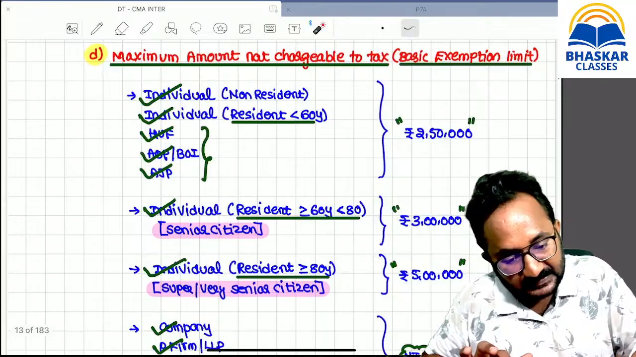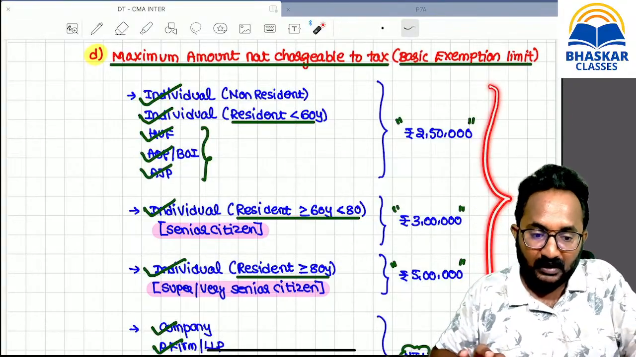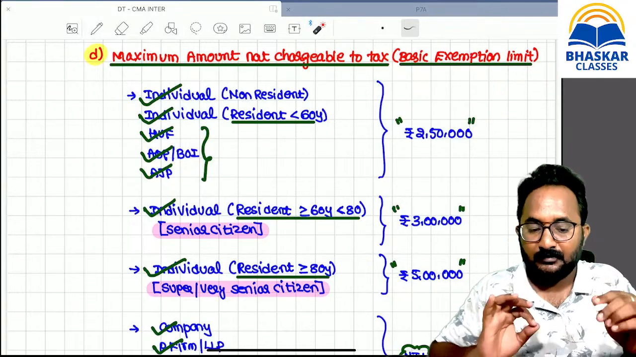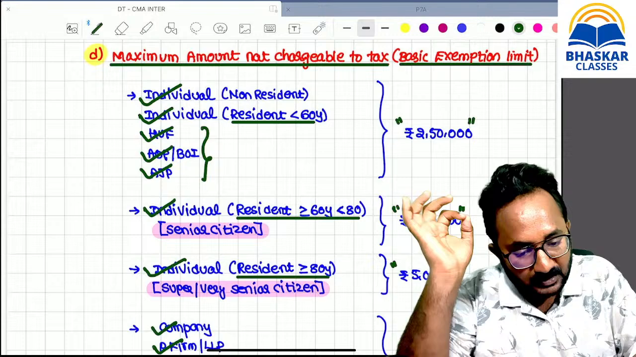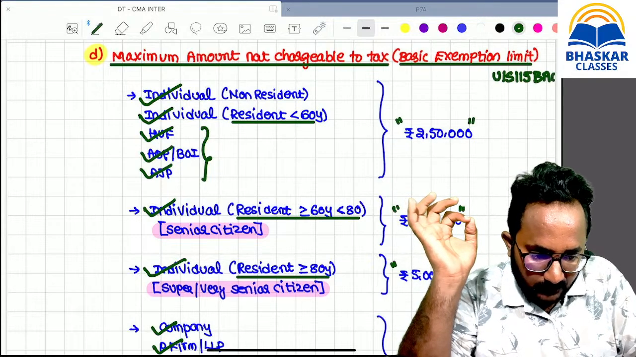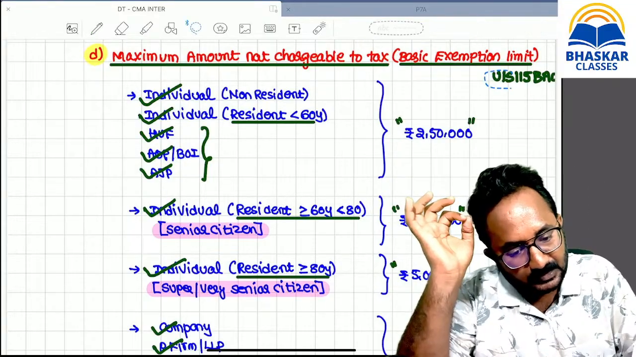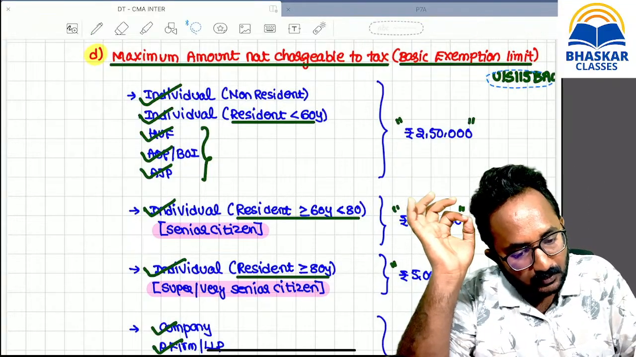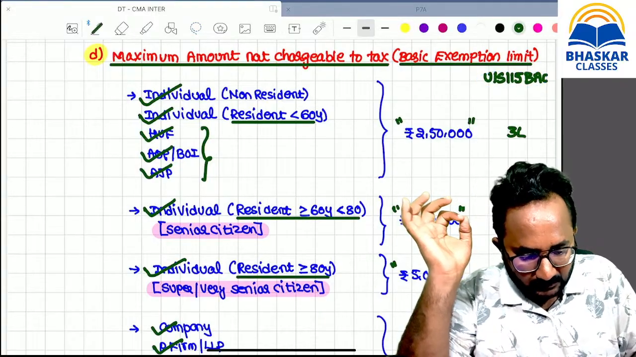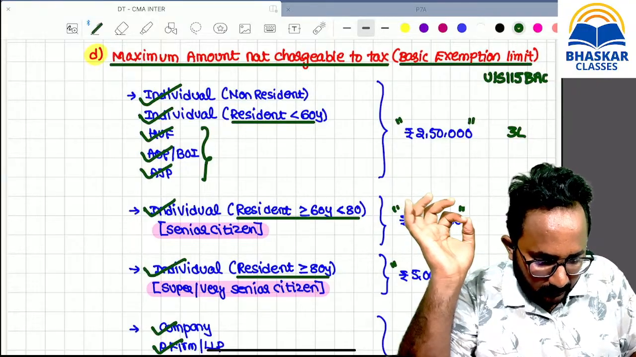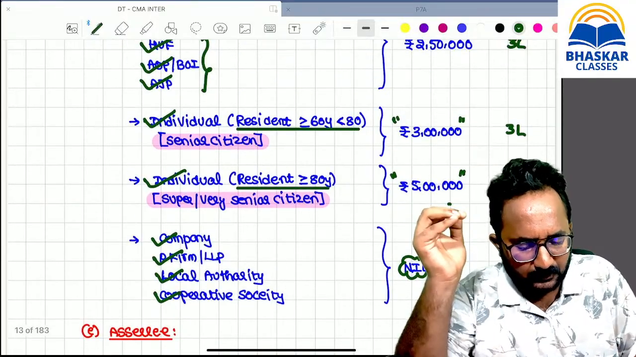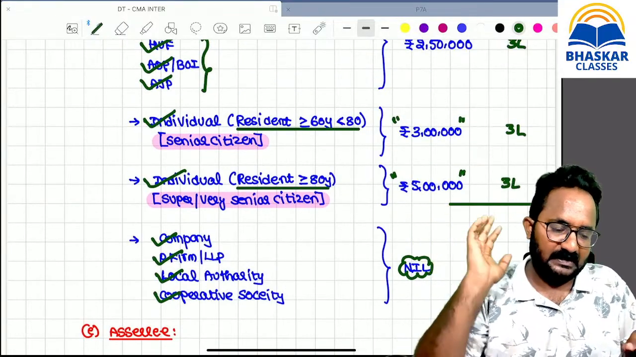Now remember this. For these, we also have section 115BAC. Under section 115BAC, I will tell you everything about it. Under 115BAC, what is the basic exemption limit? Do you have any idea? 3 lakh. What is the basic exemption limit? 3 lakh here; 115BAC is not applicable for the others, and for the remaining the basic exemption limit is nil.